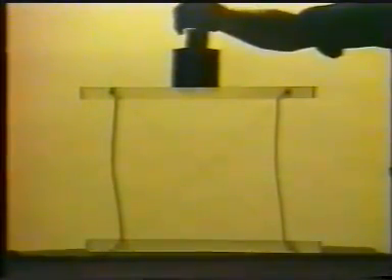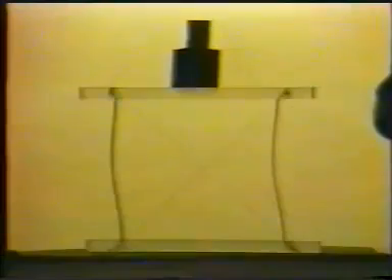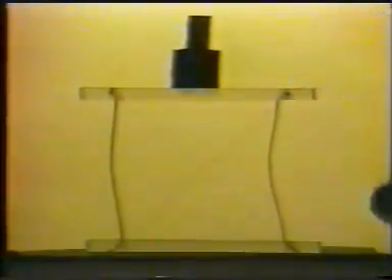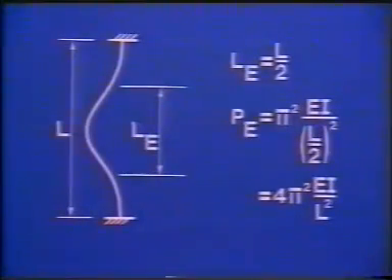The lateral deflection is no longer a single half wave, but has zero slope at the fixed ends. The effective column length will, in this case, be 1/2 the actual column length, and the column will fail at up to 4 times the collapse load if it fails elastically.